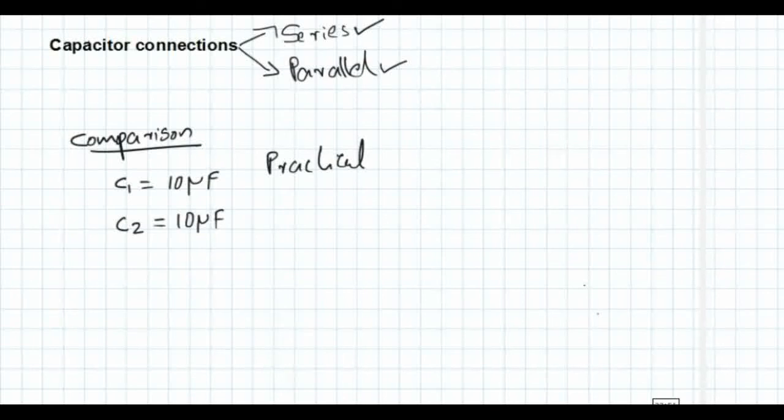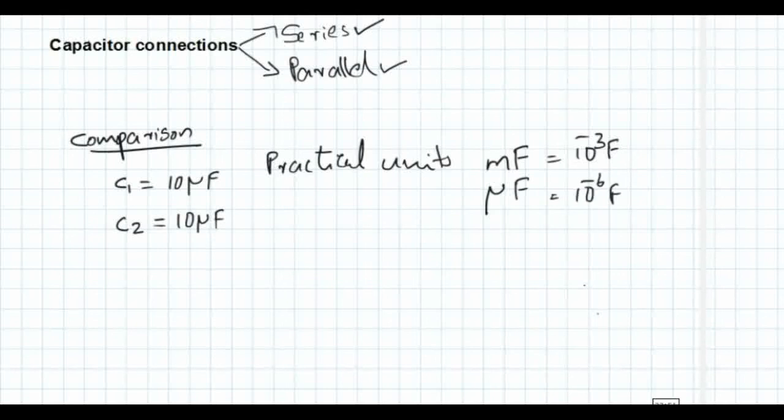Suppose we had two capacitors having the same capacitance, 10 microfarad. Microfarad is the practical unit of capacitance. Not only microfarad, there is picofarad and millifarad. Milli is not commonly used. Mostly we use micro and pico. So millifarad is equal to 10 raised to minus 3 farad. Microfarad is equal to 10 raised to minus 6 farad. Pico is equal to 10 raised to minus 12 farad. So 10 microfarad is the capacitance of each capacitor.